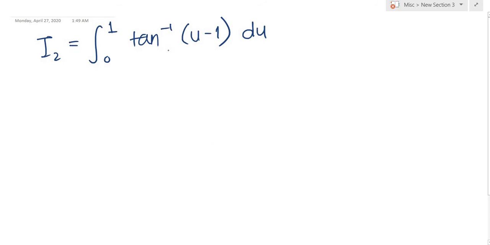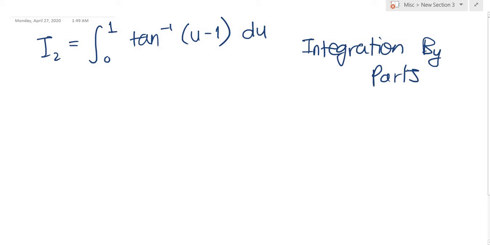So okay, for I2 we again have an inverse tangent, and again we are going to use integration by parts. I mean, we can't do anything over here. You can try, but you'll always have to resort to integration by parts. So let's first accept that you can't do anything, and then we can get ready for integration by parts. So we're going to be integrating 1 and differentiating this tan inverse of u minus 1.